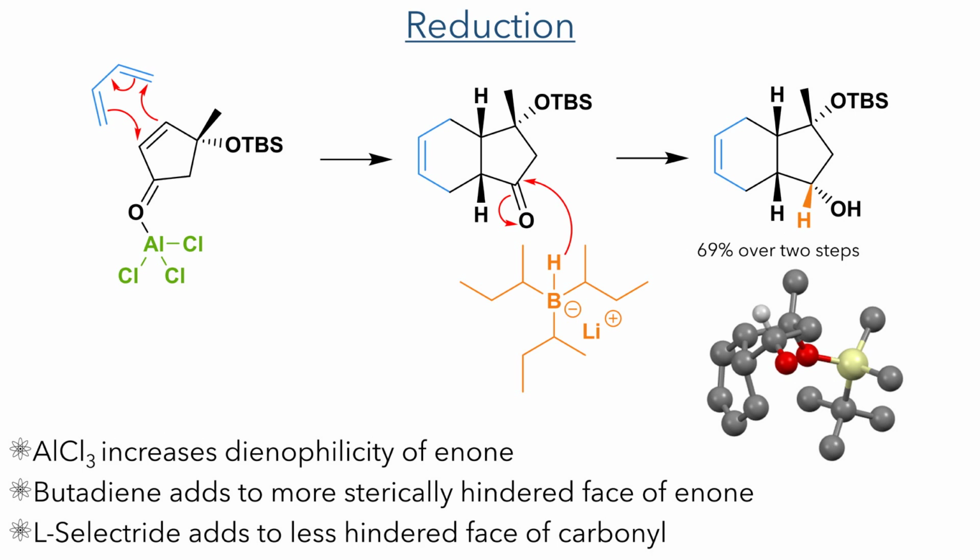With the 6-membered ring now formed, the carbonyl was reduced using L-selectride. This adds a hydride to the less sterically hindered top face of the molecule and formed the product in a 69% yield over 2 steps. The structure of this product was proven using X-ray crystallography, which confirmed the stereochemistry of the molecule.